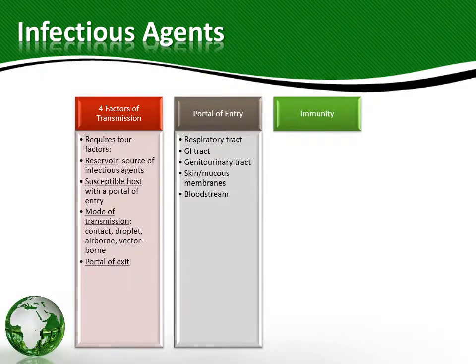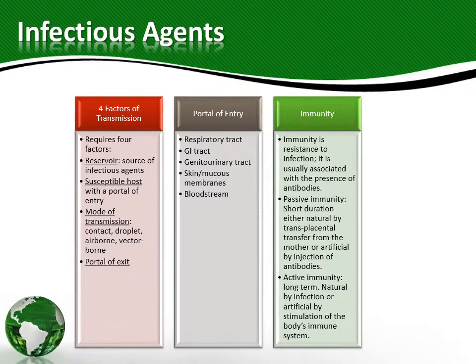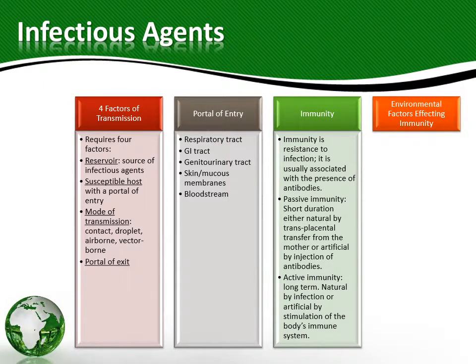Okay, let's discuss immunity. Immunity is resistance to infection. It is usually associated with the presence of antibodies. There's passive immunity, which is of short duration, either natural by transplacental transfer from the mother or artificial by injection of antibodies. Then there's active immunity, and this is long-term, and it's natural by infection or artificial by stimulation of the body's immune system.